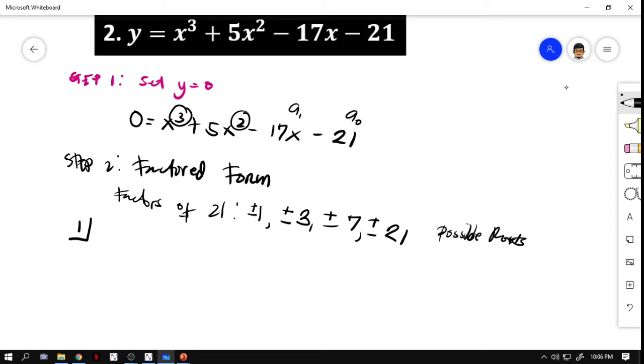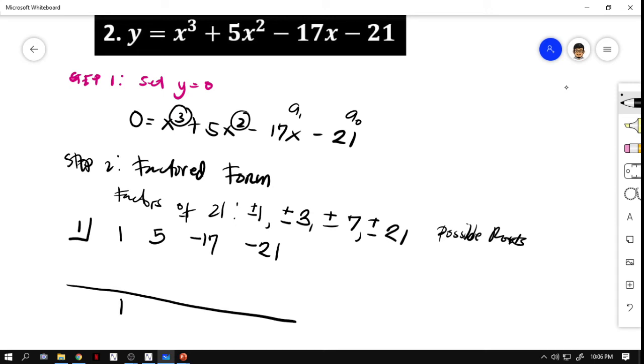So, tama. The coefficient of x cubed is 1. The coefficient of 5x squared is 5. The coefficient of negative 17x is negative 17. And the constant is negative 21. Next, using synthetic division, bring down 1.